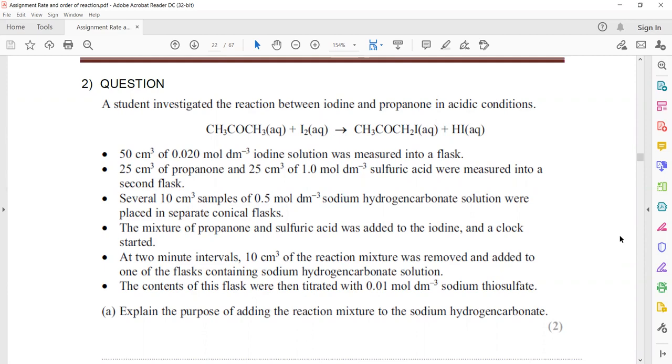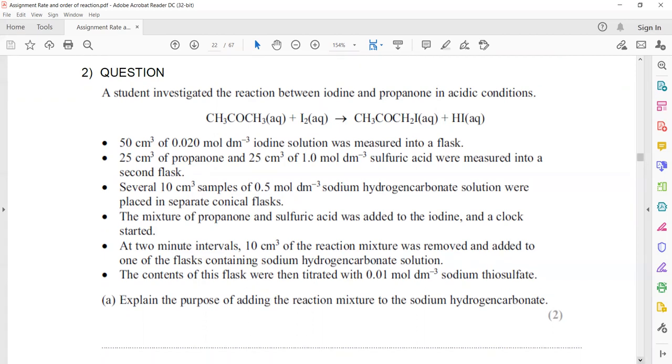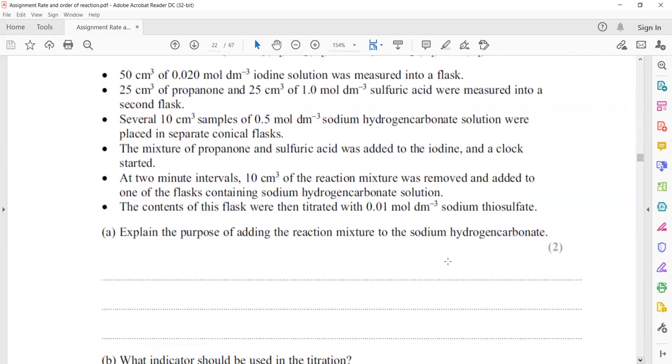Explain the purpose of adding the reaction mixture to sodium hydrogen carbonate. To neutralize the acid catalyst. Yeah, to neutralize the acid catalyst and to stop the reaction. To quench the reaction, to stop the reaction, to slow down the reaction, you can mention, so that the acid does not react with thiosulfate as well. Otherwise, the acid can also react with thiosulfate.